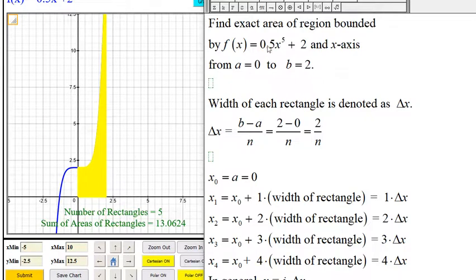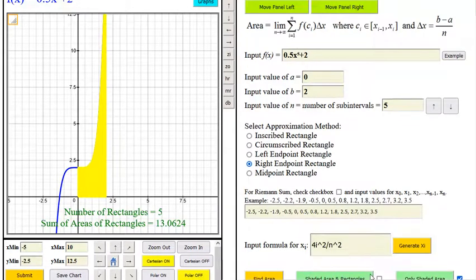Here we have the function f of x equal to 0.5 times x to the fifth plus 2. And we want to find the area between the graph and the x-axis from 0 to 2. And so first, let's fill it up with 5 rectangles. So here are the 5 rectangles.